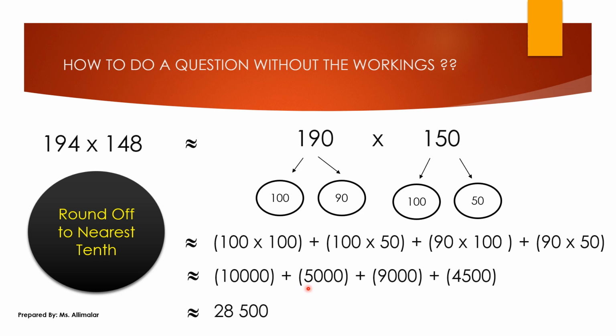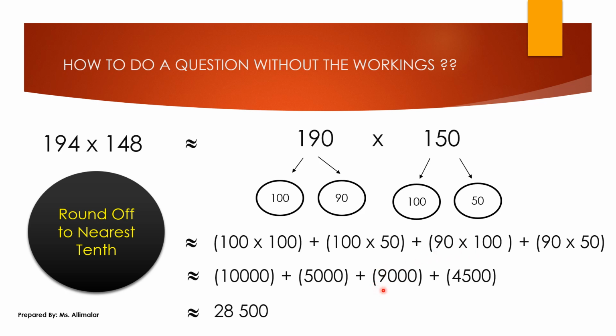Just now you closed 3 zeros, right? Write back the 3 zeros here. Easy? Plus, same thing, 90 times 100. Close the zeros. 1, 2, 3. 3 zeros. So after you close 3 zeros, you will have 9 times 1. What is 9 times 1?